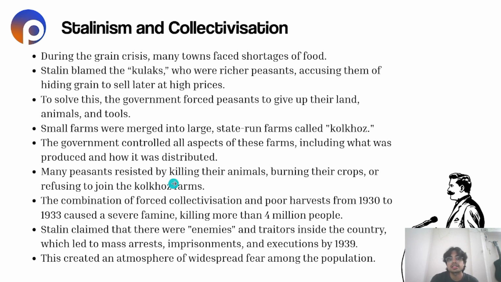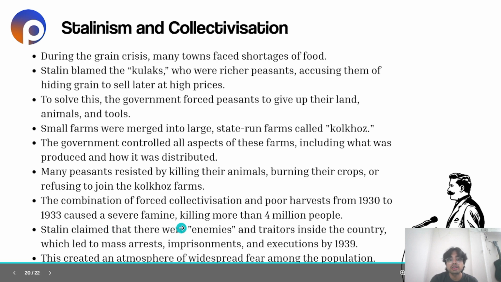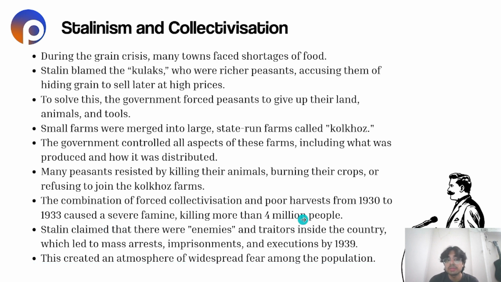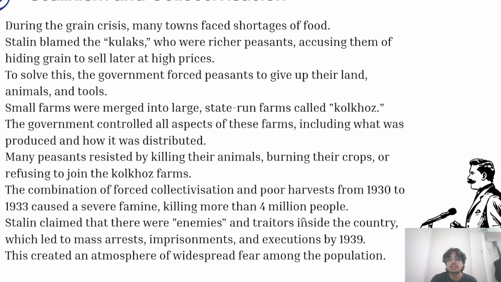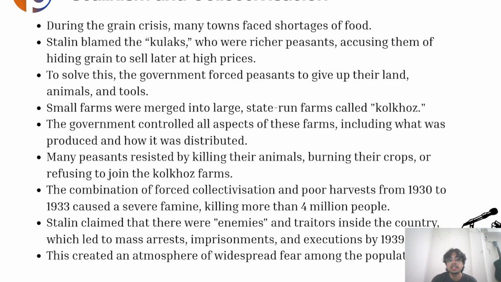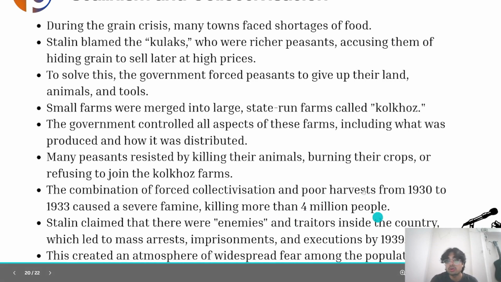Many peasants resisted by killing their animals. They burned their crops or refused to join the kolkhoz farm. The combination of forced collectivization and poor harvest from 1930 to 1933 caused a severe famine, killing more than 4 million people. So, this forced collectivization and poor harvest led to the death of more than 4 million people because of famine.